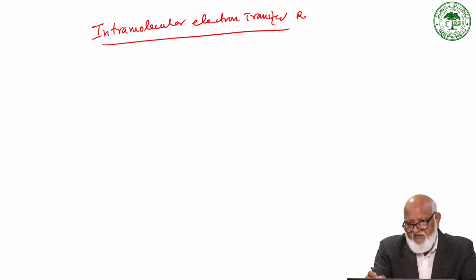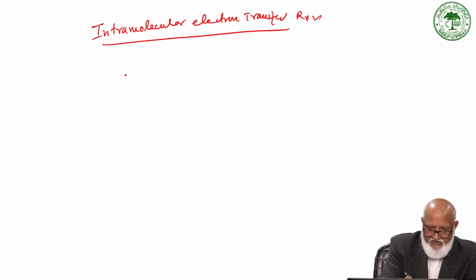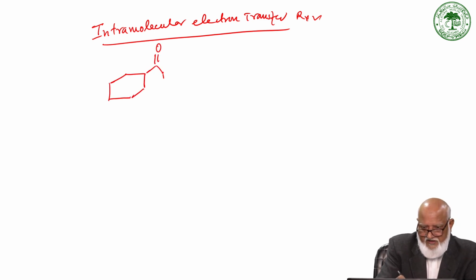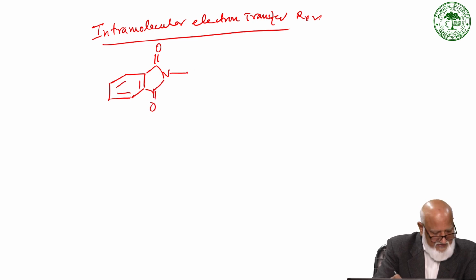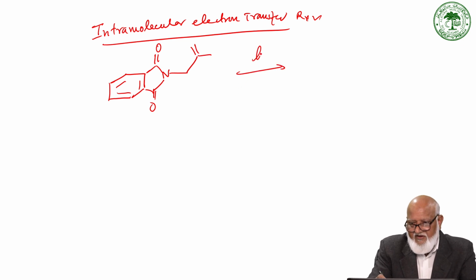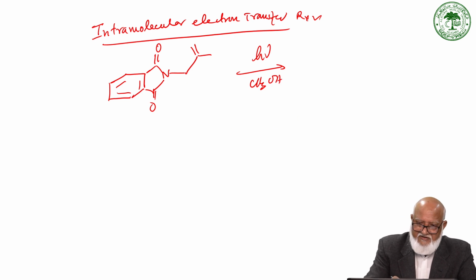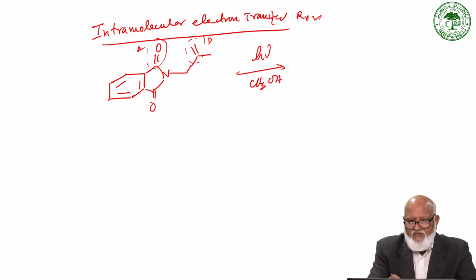Intramolecular electron transfer reaction, where donor and acceptor are in the same molecule. So if you have a system like this, C double bond O, N, C double bond O, and then a CH2 and an ethylene here, in the presence of light, containing methanol as a solvent, this is acting as a donor, this is acting as an acceptor. There is an electron transfer from this alkene to the carbonyl to generate a radical anion and a radical cation.